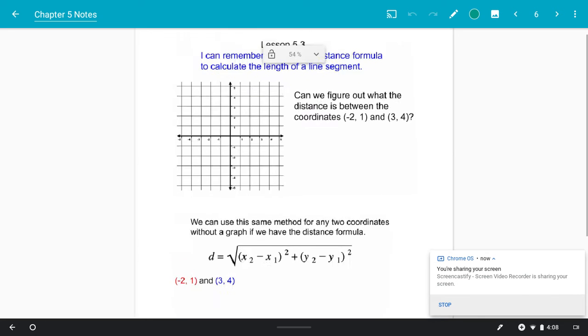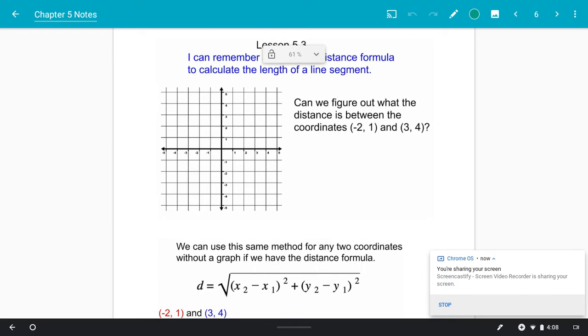Hey guys, this is lesson 5.3. Sorry this isn't a standard recording. For whatever reason, it didn't actually record during class.